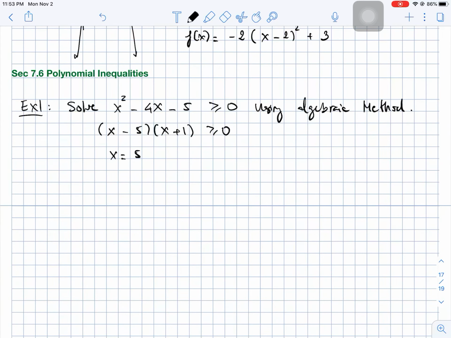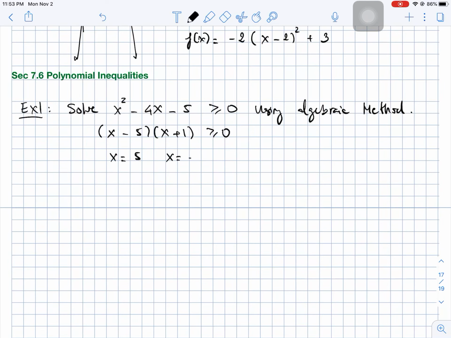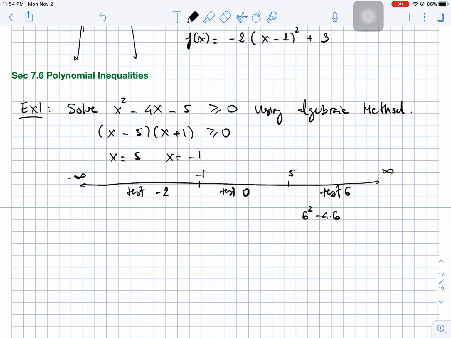Example number 1. Solve x squared minus 4x minus 5 greater than or equal to 0 using the algebraic method. We can factor x squared minus 4x minus 5 as (x minus 5)(x plus 1). Then we set x minus 5 equal to 0 and solve for x, and we get x equal to 5. And we get x equal to negative 1.